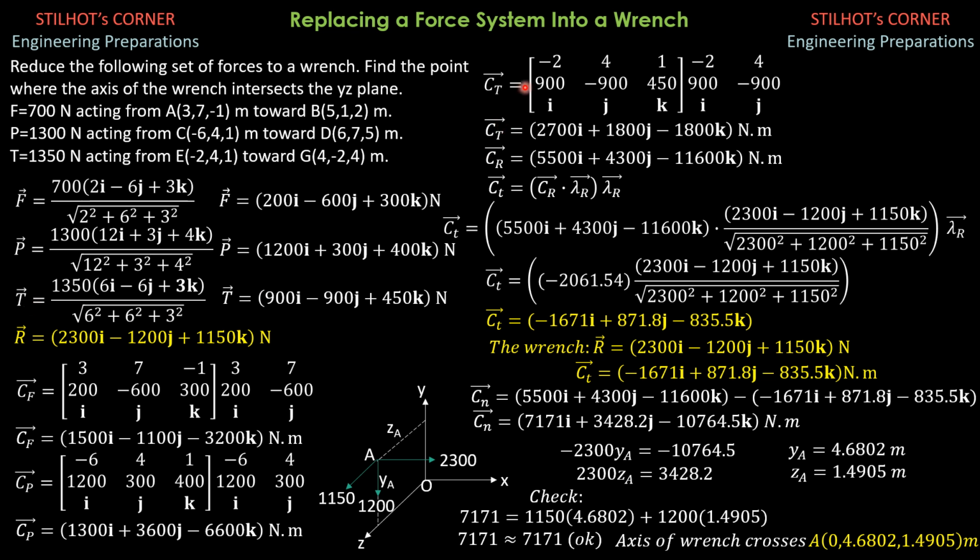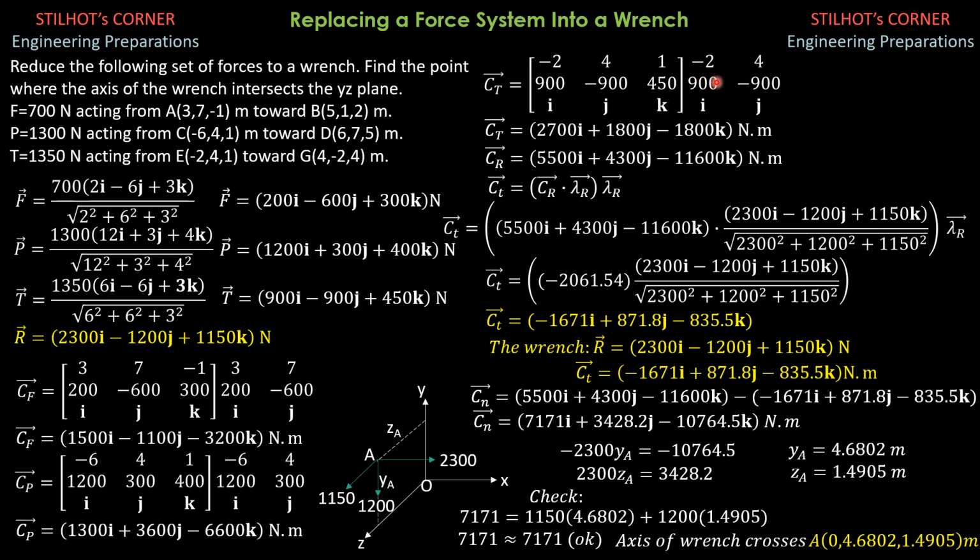Then finally, for the moment of the force T, this is OE, so negative 2, 4, 1 cross the force T in vector form, which is 900, negative 900, and 450. Then i, j, k, copy the elements of the first two columns. So 4 times 450 is 1,800 minus negative 900. So 1,800 plus 900 is 2,700i. Then 900j plus 900j is 1,800j.